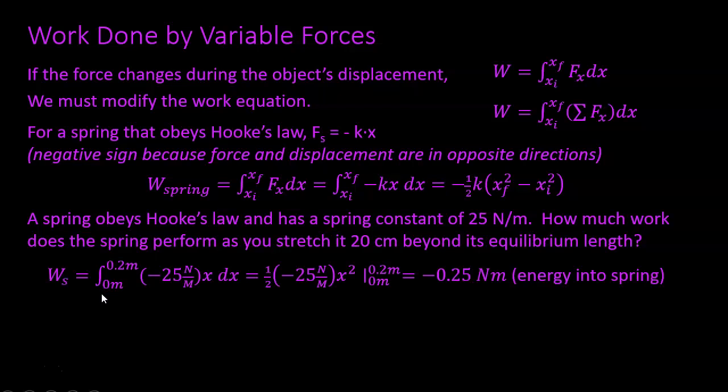So we go ahead and set up our formula. Notice our limits of integration are going to be x sub i and x sub f. It started at its equilibrium length, so that's 0, and it was stretched 0.2 meters. After solving the integral, we find out that the spring performed negative 0.25 Newton meters of work. The negative sign means that energy flowed into the spring and it was stored in the elastic potential mechanism.